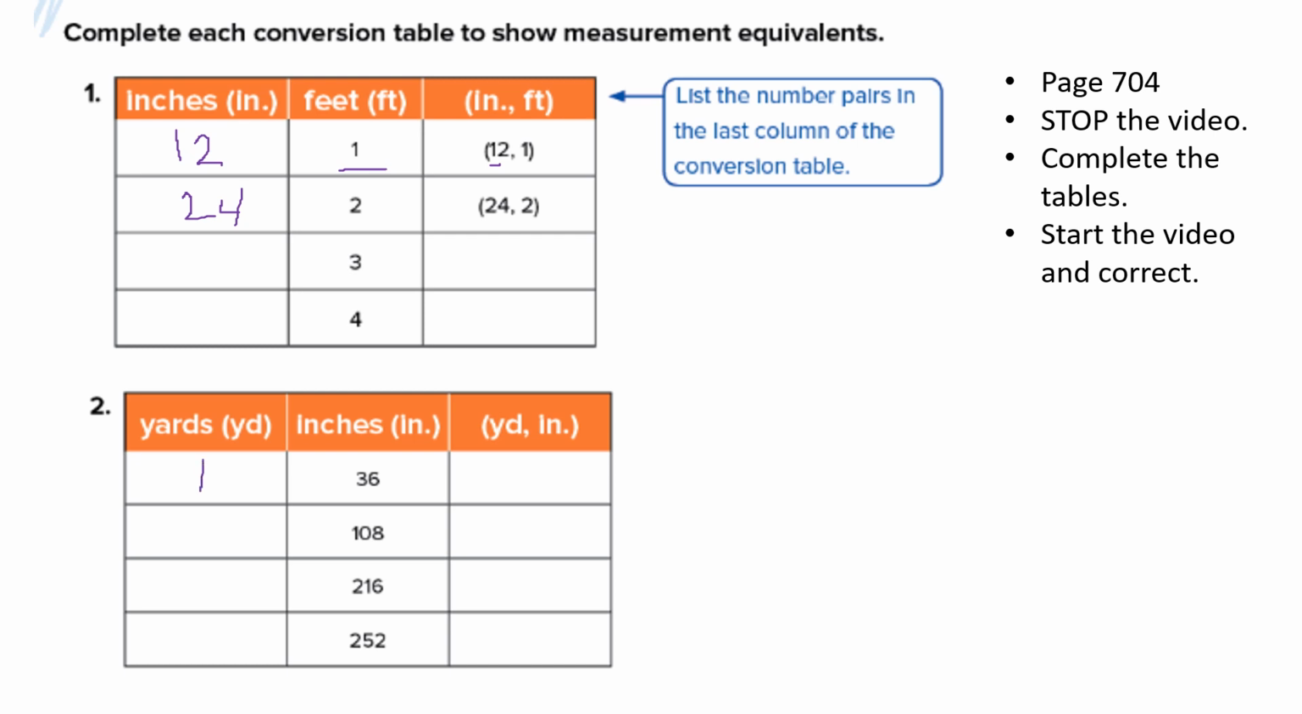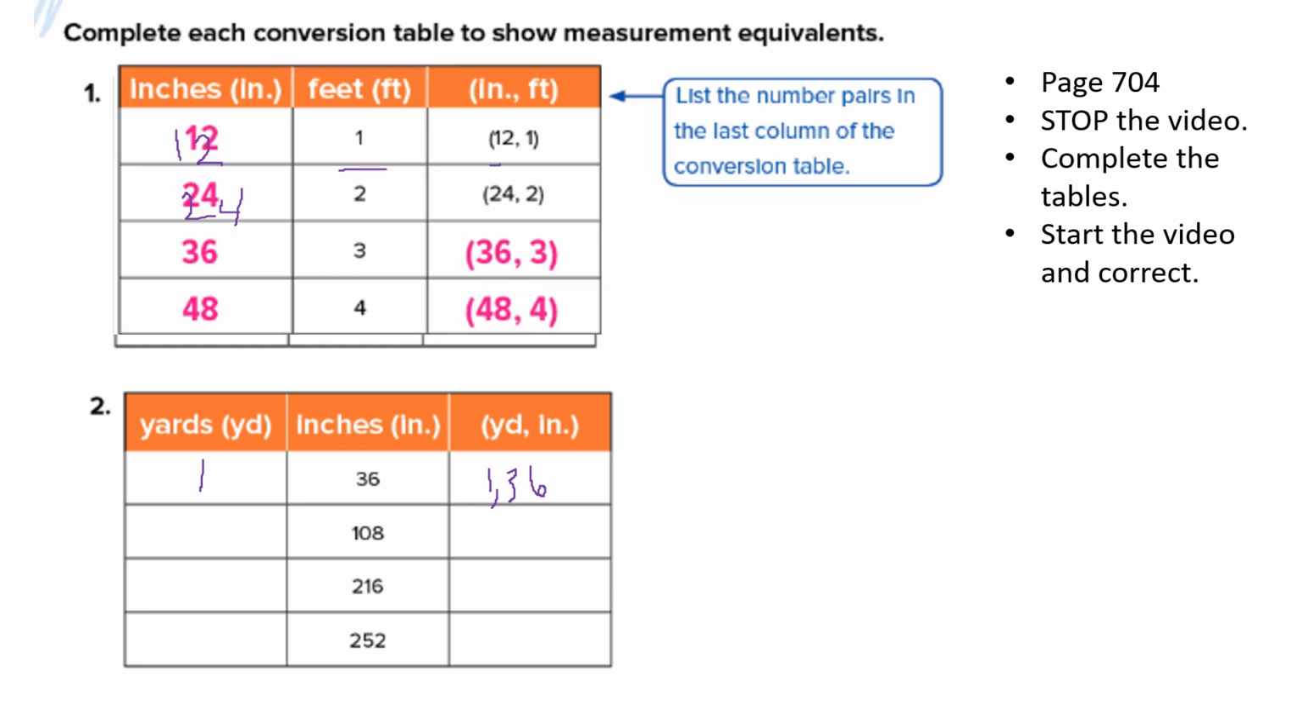Well, in 1 yard, there's 36 inches. So it would be 1, 36. Now you finish the table. Okay, looking at this, the next one would be 36 inches is 3 feet and 48 inches is 4 feet. It's just like taking this middle number here times 12.